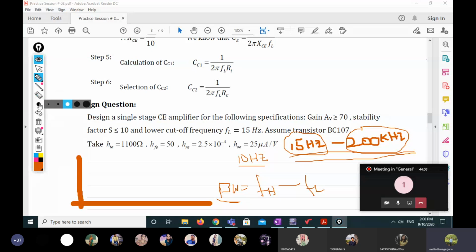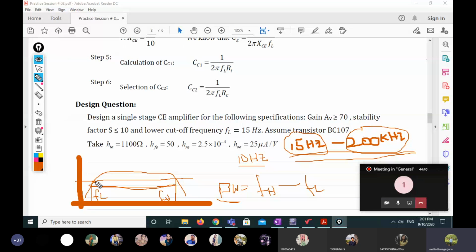If you draw the graph of gain versus frequency, it will be like this. This is another topic, the frequency response, which I will tell you later. I'm just giving the basics now, and how to draw this line I will explain later. This point is fL and this point is fH, and the difference is the bandwidth.